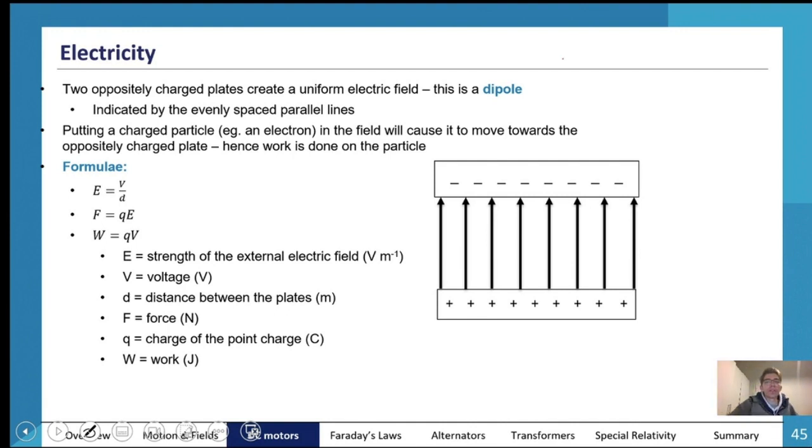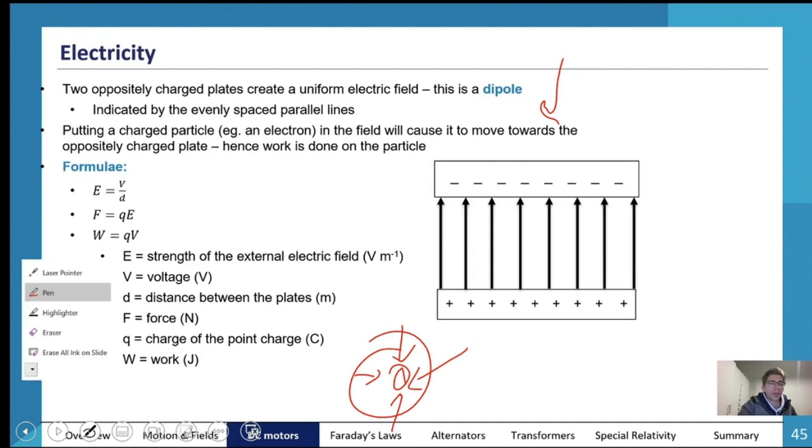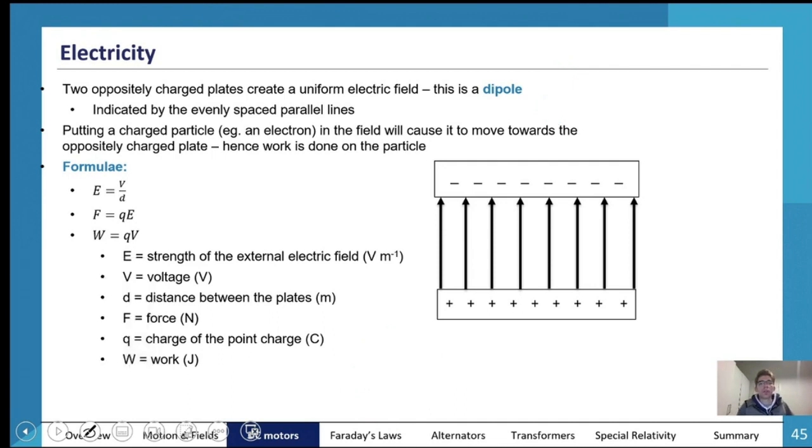The field that you see here is different from a radial field. Therefore, we call this a uniform field, where the electric field strength is voltage divided by distance. Force is equal to Q multiplied by E, and work is charge multiplied by voltage.